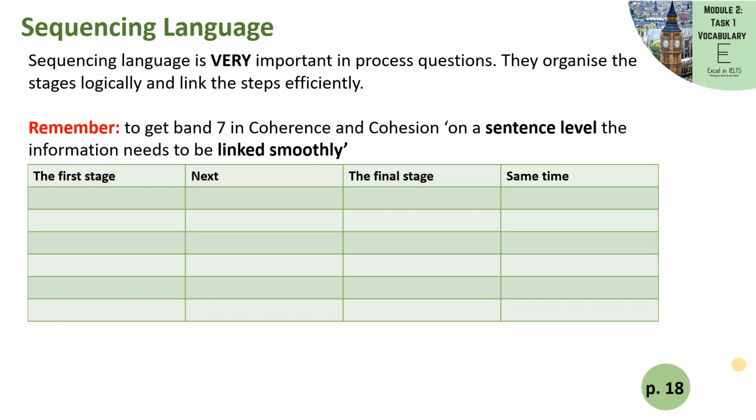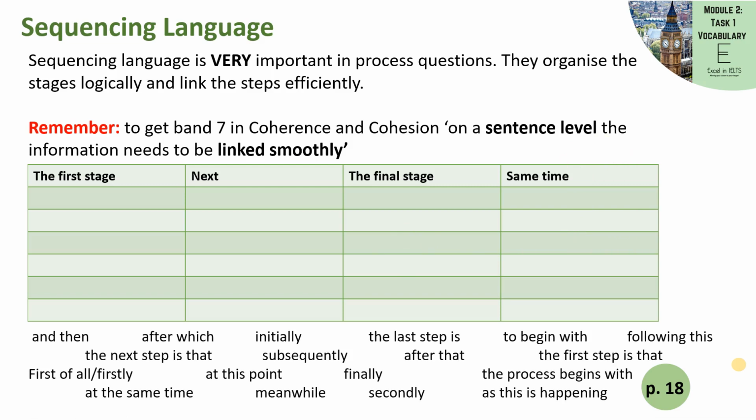So it can be split up into 4 different categories: the first stage, the ones after the first stage, the final stage, and when 2 things are happening at the same time. So here is all the sequencing language that you need. Put them in the right category for me. Let's have a look at the answers now.